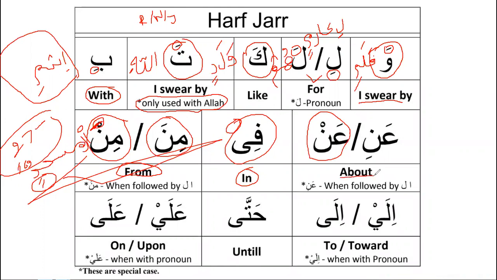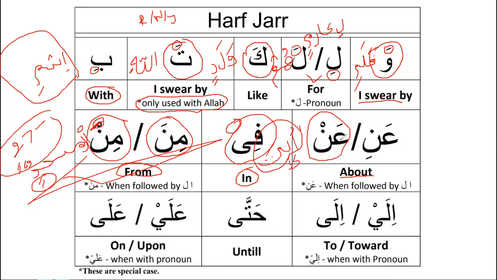If in class I want to say that I want to talk about you, how am I going to say it? Anta means you. But anta is the rafa version, not the nasab or jar version. All original pronouns are rafa version. What is the attached version, the nasab or jar version, of anta? Anta becomes ka.